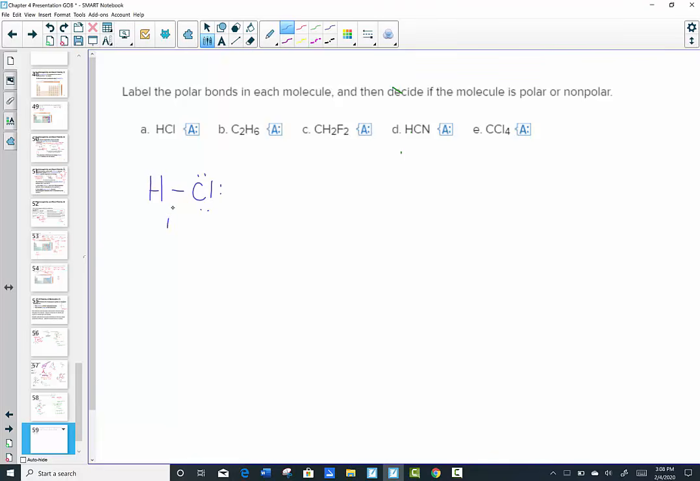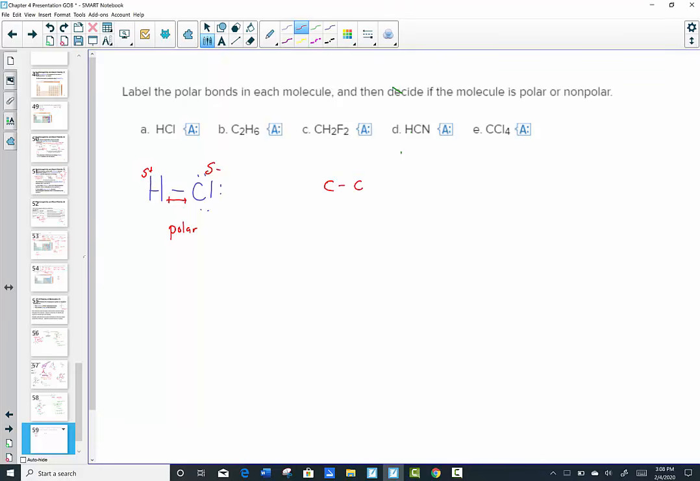I see that this is indeed a polar bond, so I'm going to just use red. I'll call this a polar bond. That's the designation for the polar bond. The molecule itself is also polar with an unequal distribution of electron charge, very rich electron distribution around the chlorine, a very deficient electron distribution around the hydrogen.